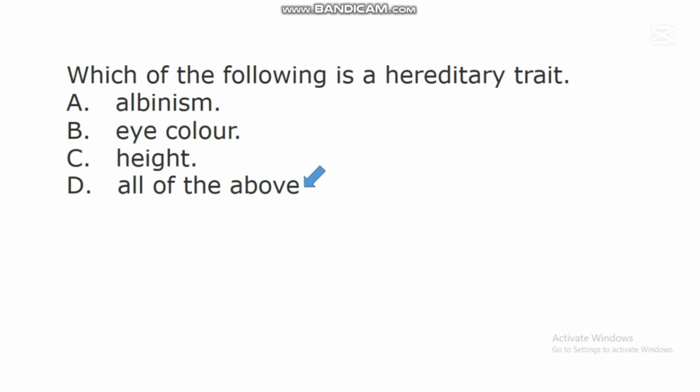There are many traits that are transmitted from parents to their offspring in a human being. These traits include albinism, eye color, height, etc. So all these traits can be transmitted from parents to their offspring, and that's why they are called hereditary traits.